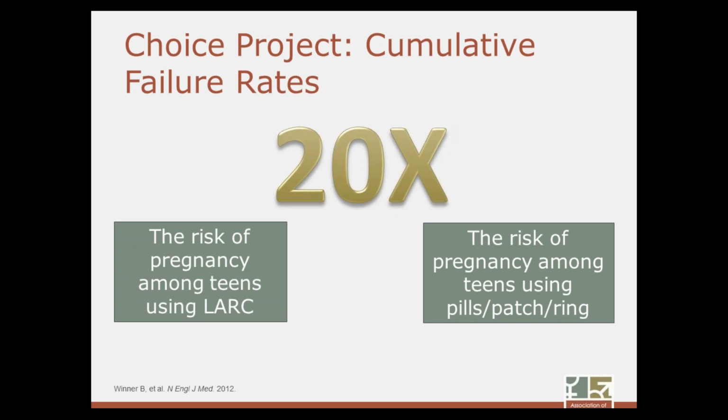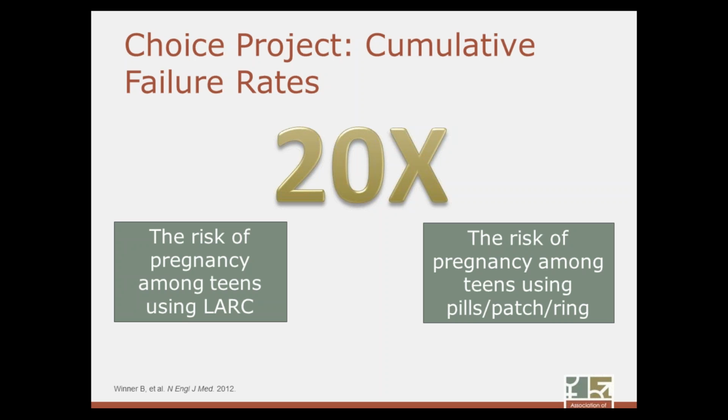It was 20 times, the teens that used the pill, patch, and the ring had a 20 times higher chance of pregnancy. And so that's really significant. So not only if we remove the barriers to LARC, does it work very well, it can even work very well in specifically a teenage population.